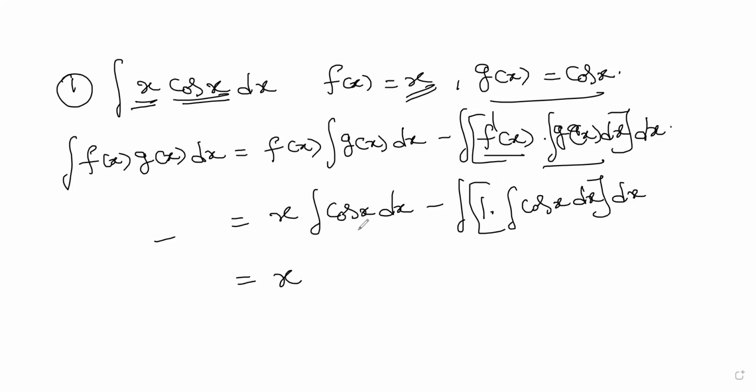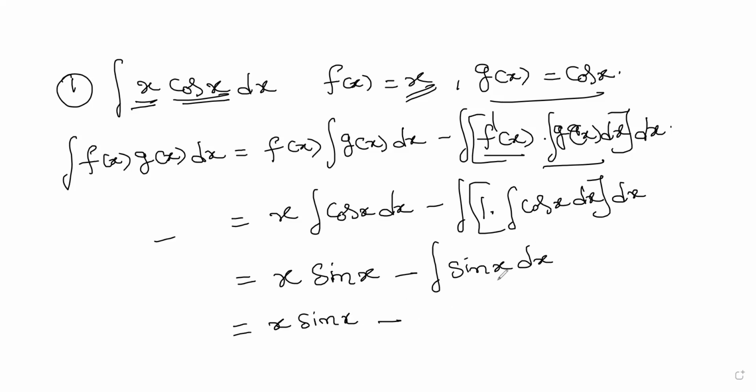So x times what is the integral of cos x? Integral cos x is sin x for us, minus integral, and again 1 is just multiplying integral cos x. Integral cos x is once again sin x, right? dx. Now x sin x you have, minus what is the integral of sin x? That is negative of cos x. So negative of negative is positive. So plus cos x plus constant.